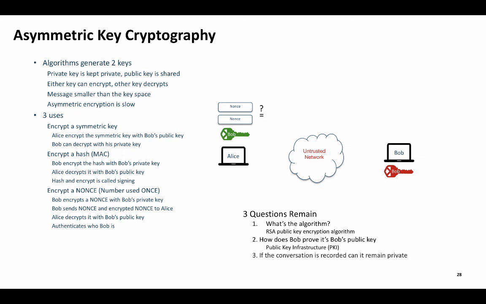And finally, if an adversary records the whole conversation and later obtains Bob's private key, is there any way to maintain the secrecy of the conversation? And the answer is to use the Diffie-Hellman ephemeral key exchange protocol that provides perfect forward secrecy. And each of these is a topic for a future Fun with Crypto video.